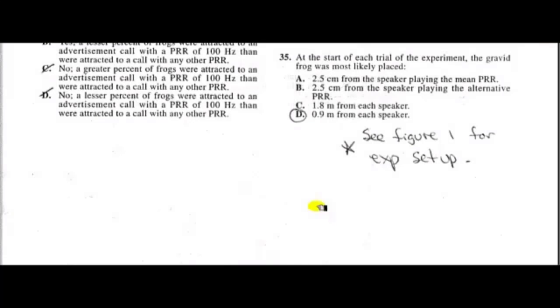Test 69A, Science Practice Problem number 35. Number 35 states, at the start of each trial of the experiment, the gravid frog was most likely placed where? First of all, we need to go up and take a look at the experimental design. So let's scroll on up and look at the diagram.